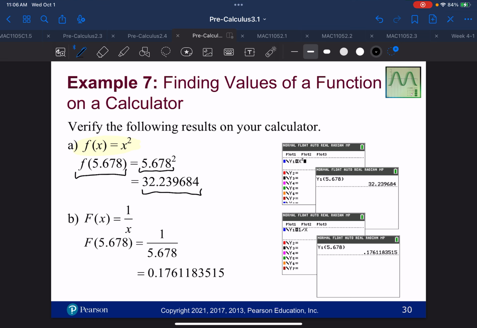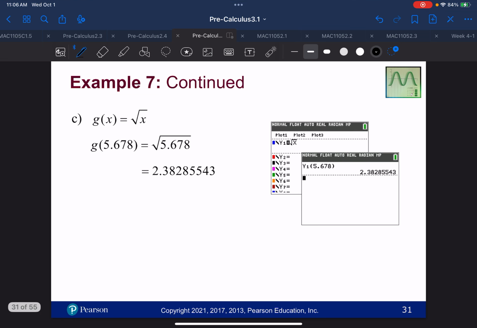So I'm not going to do any more of those examples, and you can play with that in your calculator and compare.